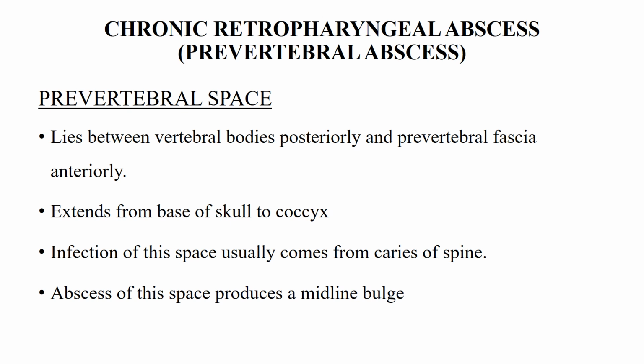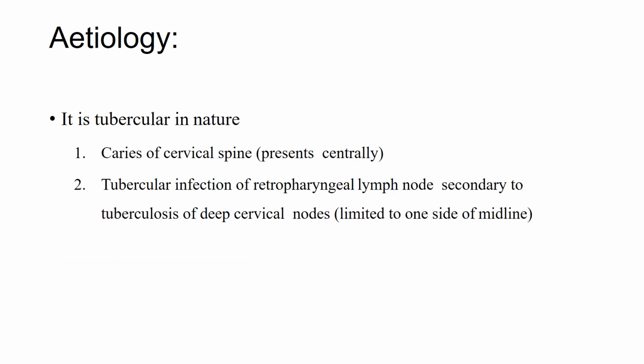Now, chronic retropharyngeal abscess or the prevertebral abscess. A little anatomy of the prevertebral space: this space lies between the vertebral bodies posteriorly and the prevertebral fascia anteriorly. It extends from the base of skull to the coccyx. Infection of this space usually comes from the caries of spine. Abscess of this space produces a midline bulge in contrast to the abscess of retropharyngeal space, which causes unilateral bulge.